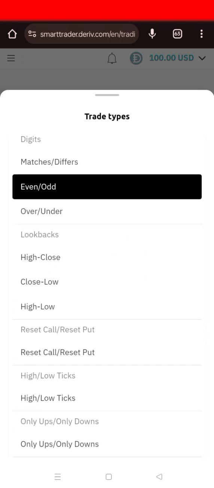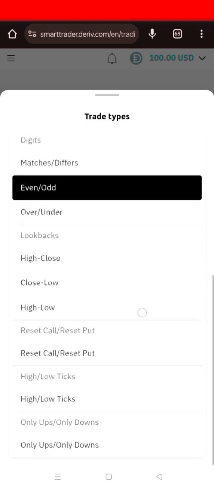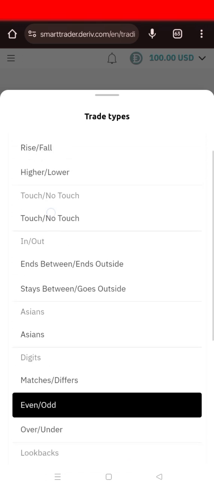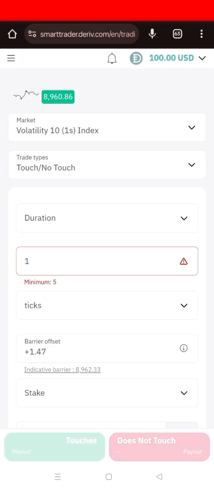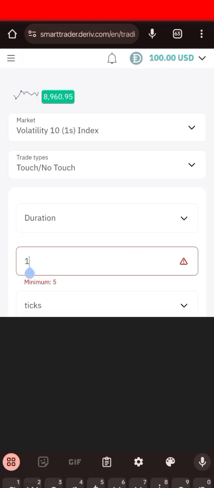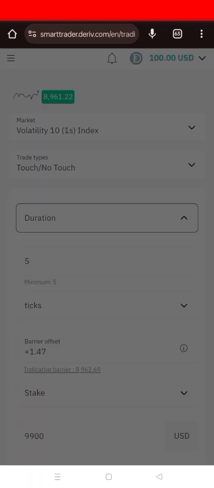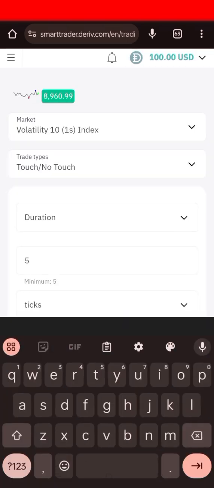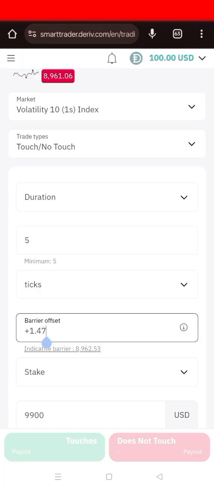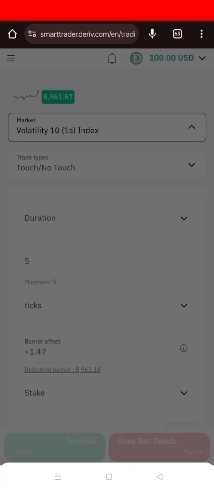You just change from the normal one that we were trading, the even odd, then click the touch no touch, which is above on that section below, on top. And then for the duration, we will use 5 ticks. That's the minimum of trading, the 5 ticks. And then the barrier offset is where the complication comes in.